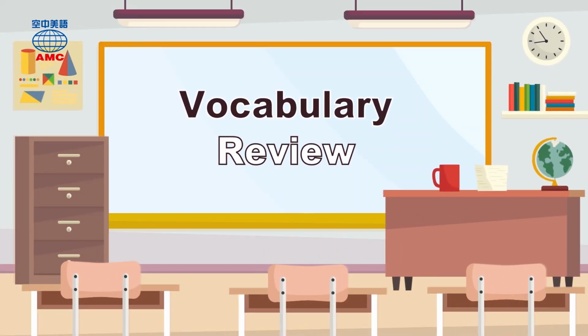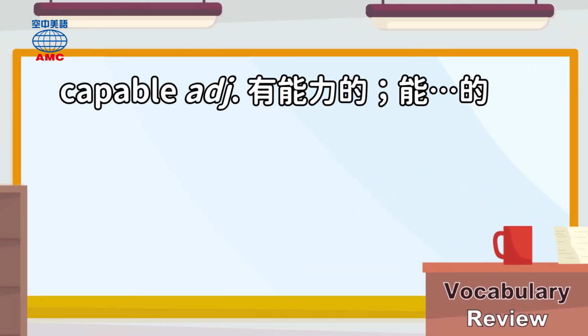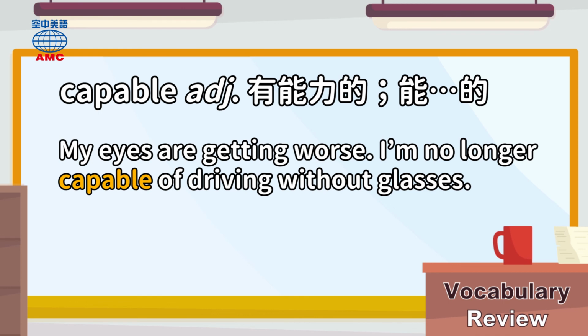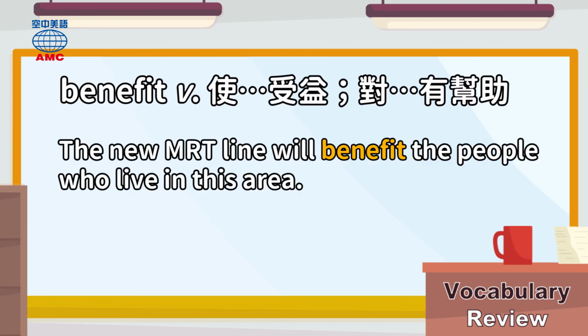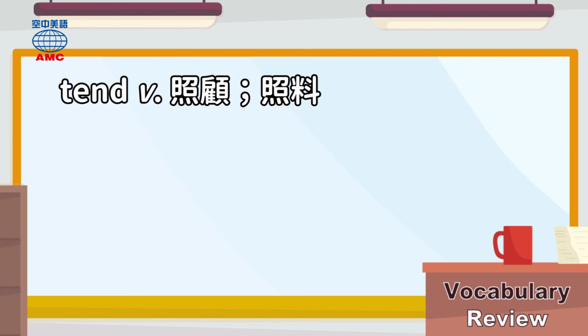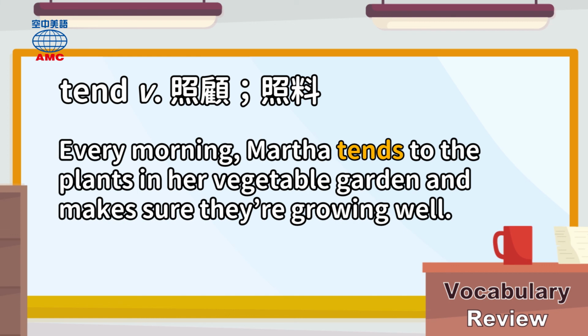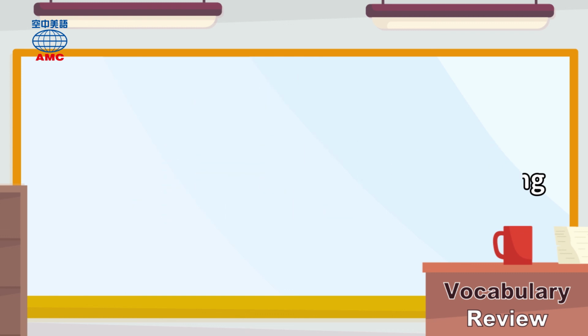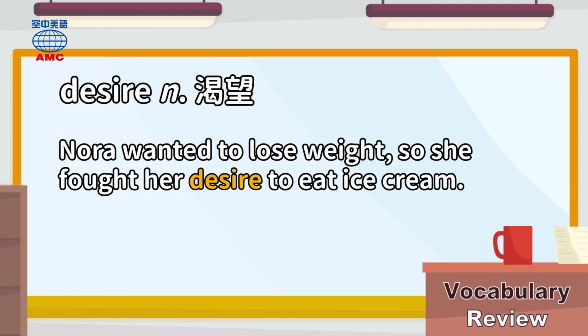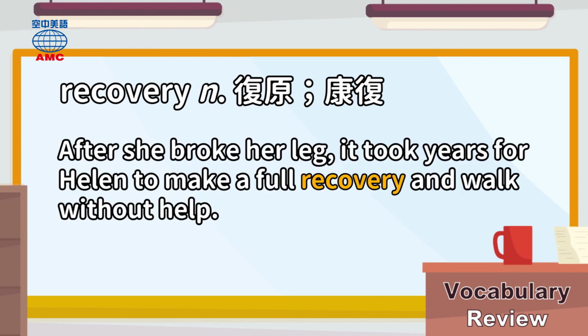Vocabulary Review. Capable. My eyes are getting worse. I'm no longer capable of driving without glasses. Benefit. The new MRT line will benefit the people who live in this area. Tend. Every morning, Martha tends to the plants in her vegetable garden and makes sure they're growing well. Determine. Victor has determined to improve his English grades this year, so he's studying a lot harder than before. Desire. Nora wanted to lose weight, so she fought her desire to eat ice cream. Recovery. After she broke her leg, it took years for Helen to make a full recovery and walk without help.